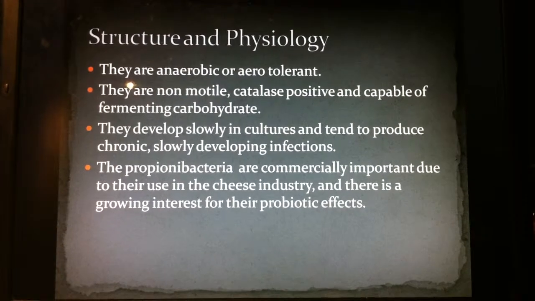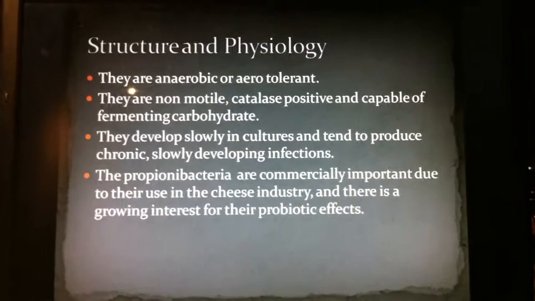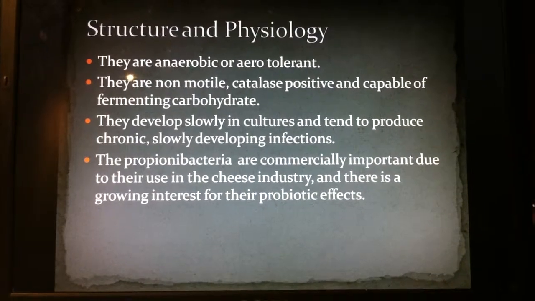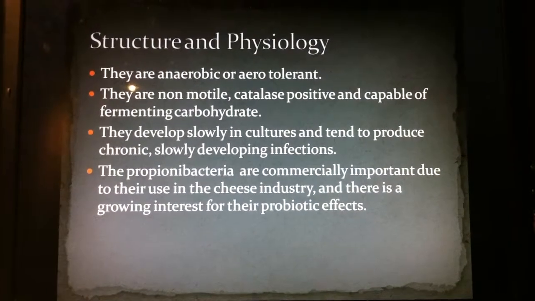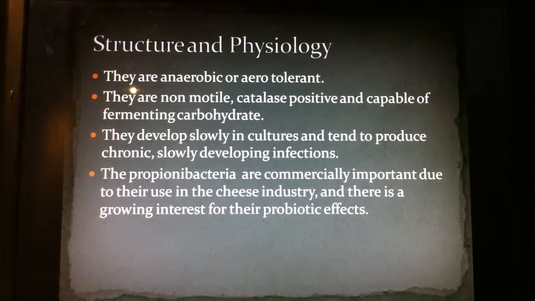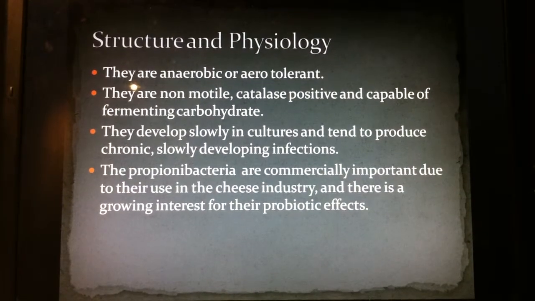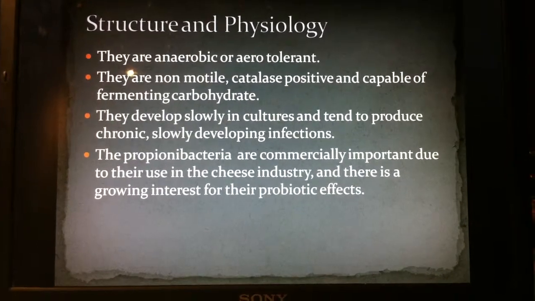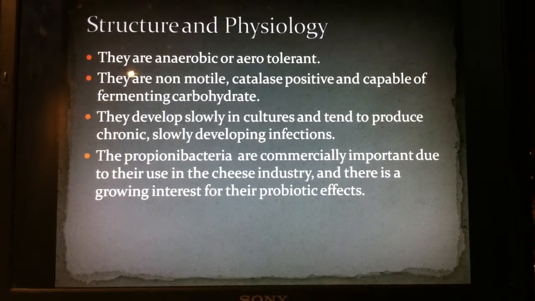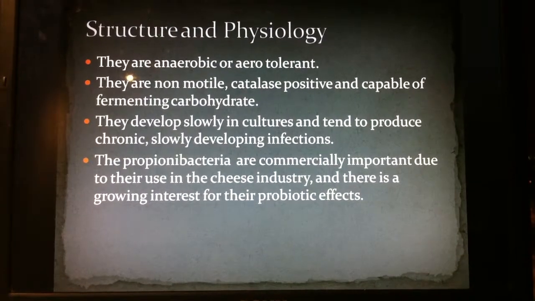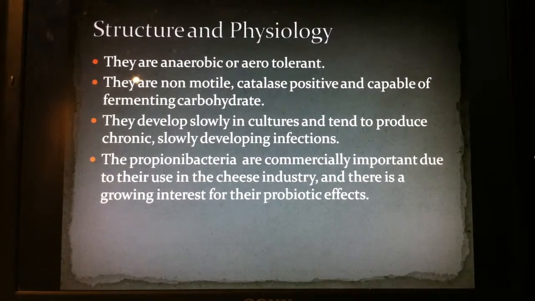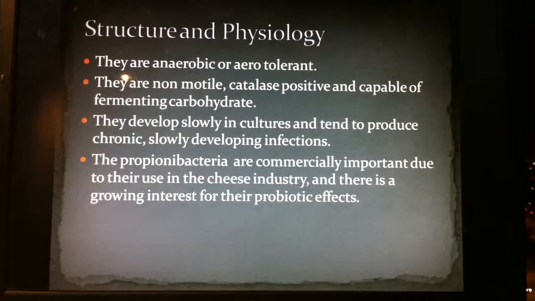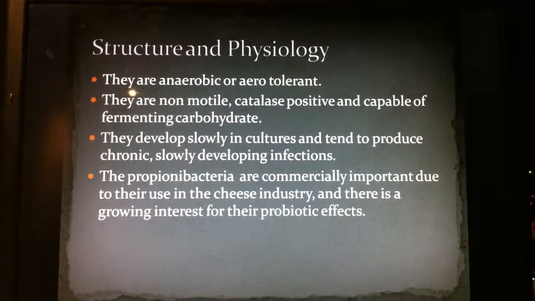These organisms are anaerobic or aerotolerant. They are non-motile, catalase positive, and capable of fermenting carbohydrate, producing propionic acid as a major end product. The two most commonly found species of Propionibacterium are Propionibacterium acnes and Propionibacterium propionicum. They are able to synthesize propionic acid by using an unusual transcarboxylase.